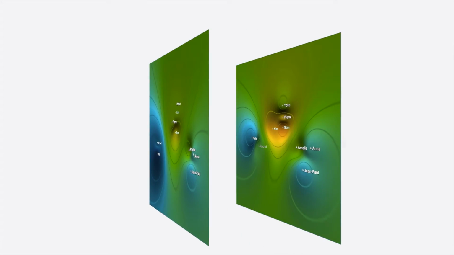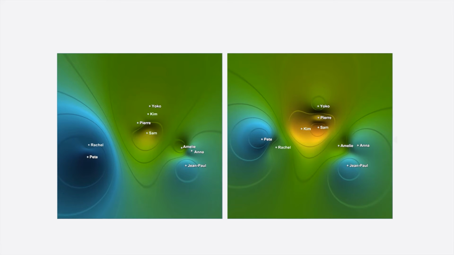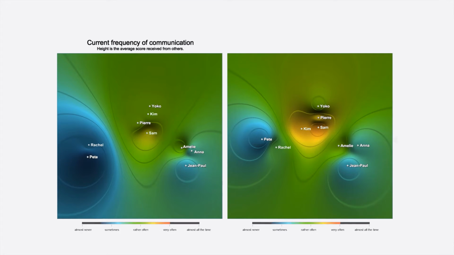Let's take an example of such a situation. Look at these two maps. The map on the left shows the current frequency of communication, whereas the map on the right displays how often the team members would actually like to communicate with each other. These two maps allow us to see the difference between the current situation in the team and the desired situation.